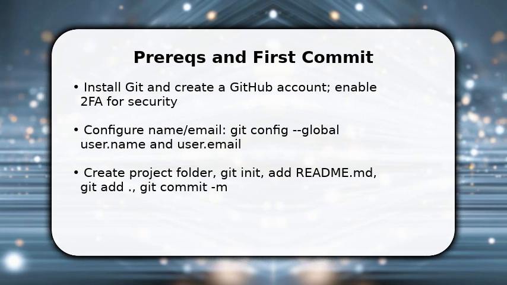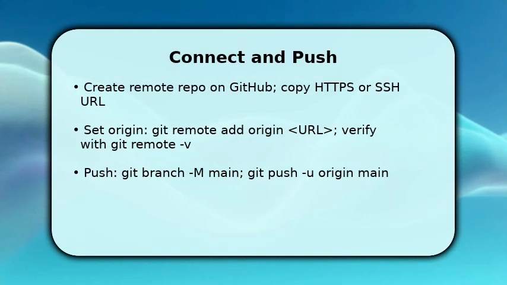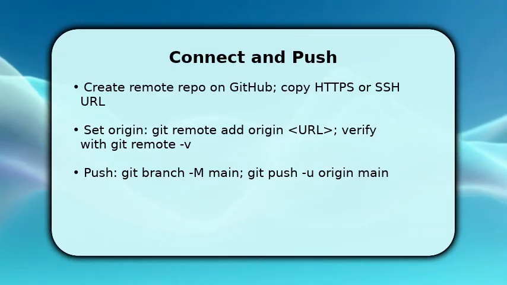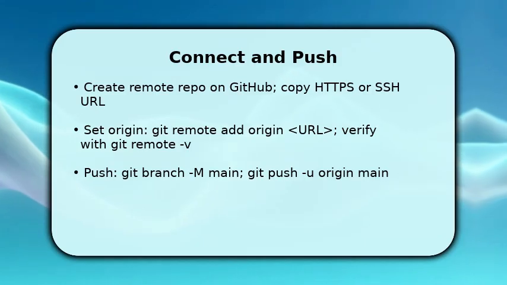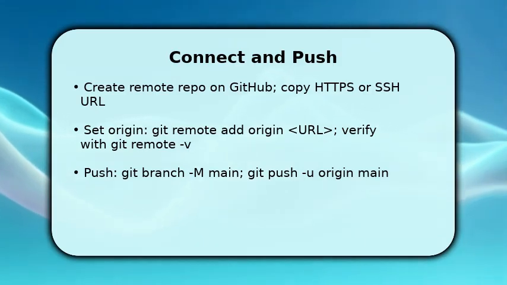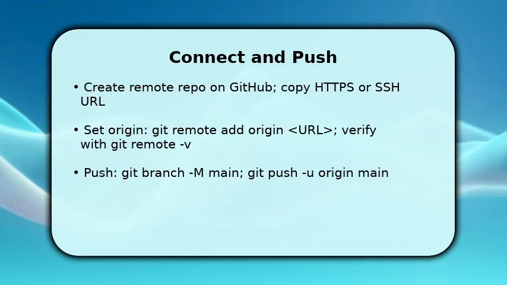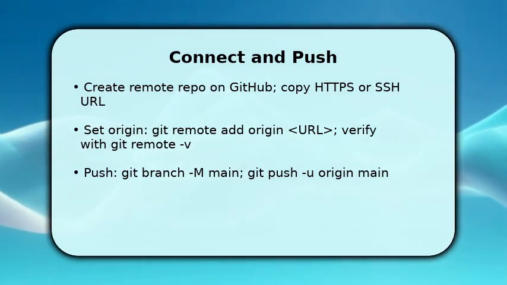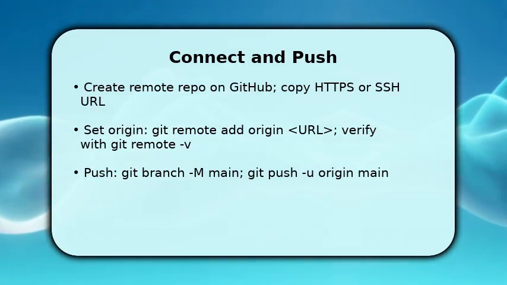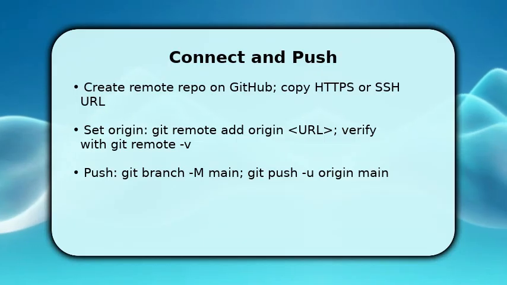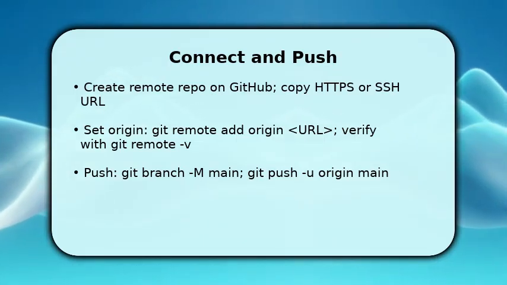Make sure commits are small and descriptive, so history stays useful. Next, connect your local repo to GitHub and push changes. Create a remote repository on GitHub and copy the HTTPS or SSH URL. Choose SSH if you prefer key-based auth. Then run git remote add origin URL and verify with git remote -v. Once linked, standardize the default branch, for example git branch -M main, and push with git push -u origin main. This uploads commits to GitHub and sets origin/main.